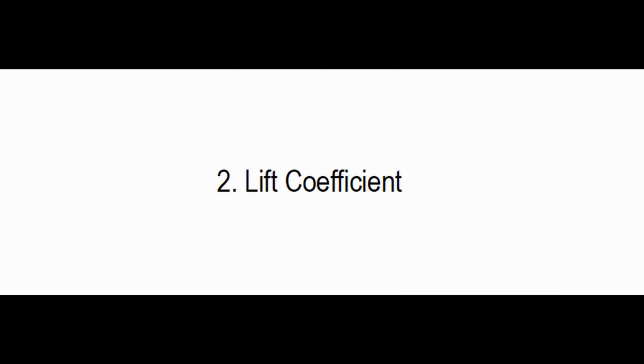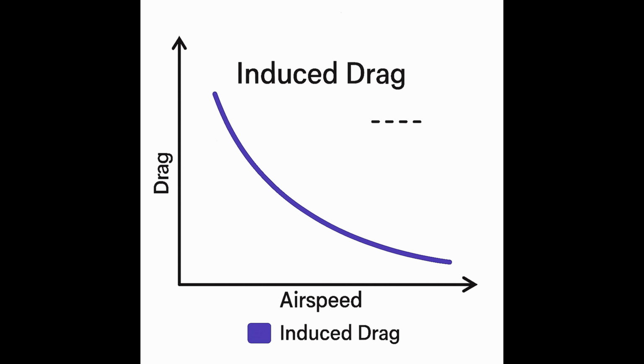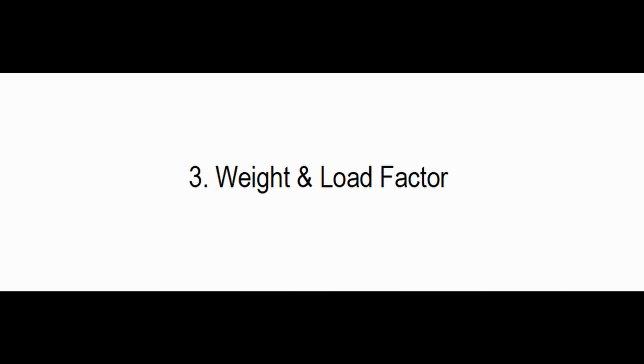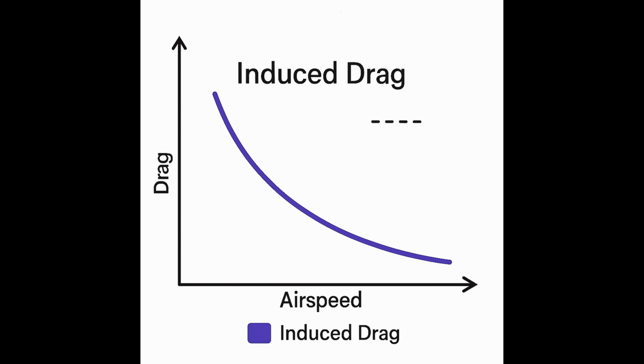Number 2. Lift coefficient. Induced drag increases with lift, especially at high angles of attack, like during takeoff or slow flights. Number 3. Weight and load factor. Heavier aircraft or those in high G maneuvers experience greater induced drag.